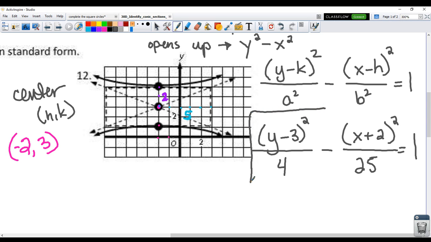We take your picture, we identify the vertex, or rather the center, and we count how far we go from your center in your x direction, and we count from your center how far we go in the y direction. And you plug that into your formula, and you're done.